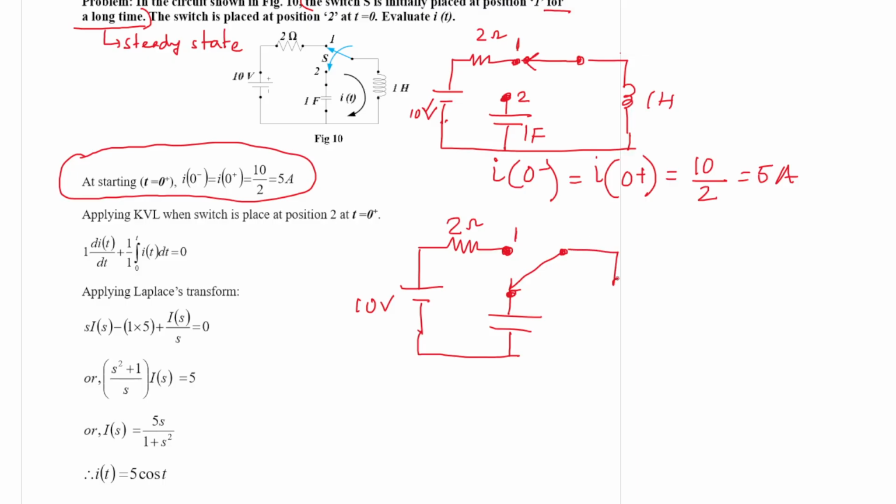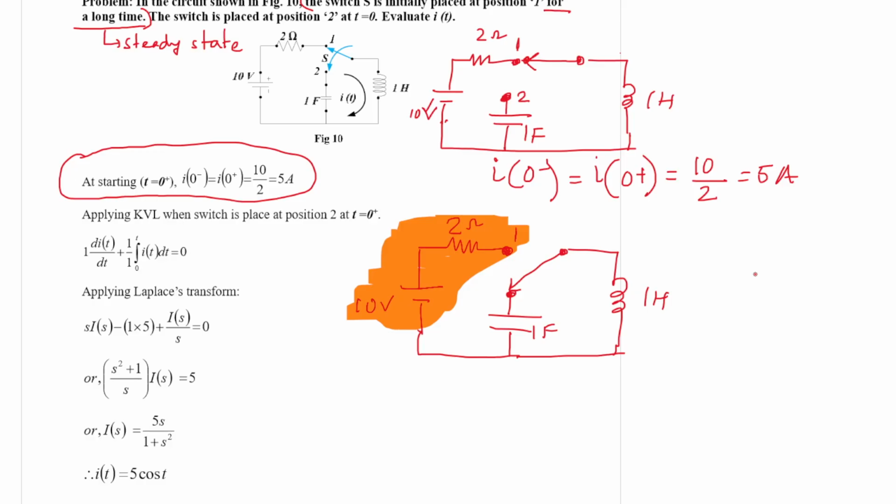The switch is now placed at position 2. 1 farad and 1 Henry, just. So now effectively you see this part is totally out. Voltage source and this resistance is totally out. This example is a very excellent example. Through this example you can learn so much, lot of things, right?